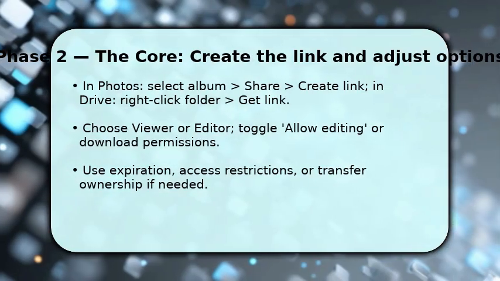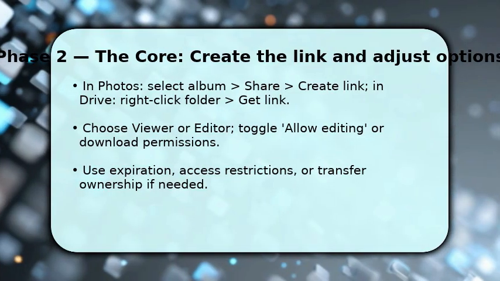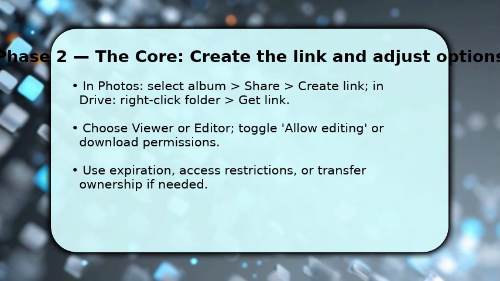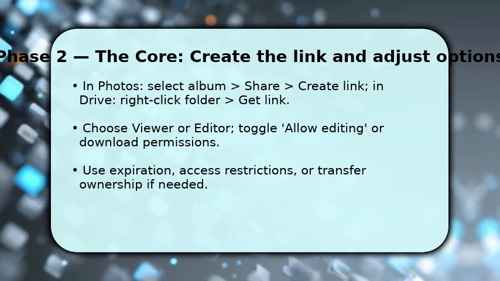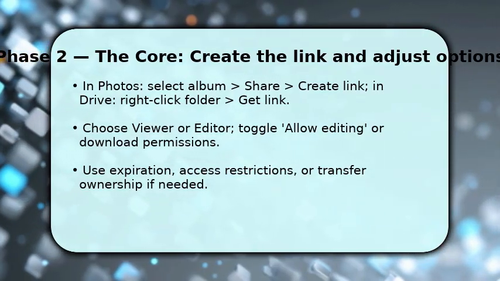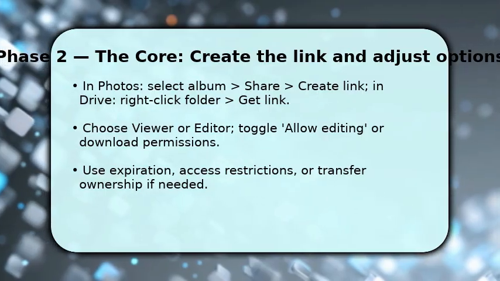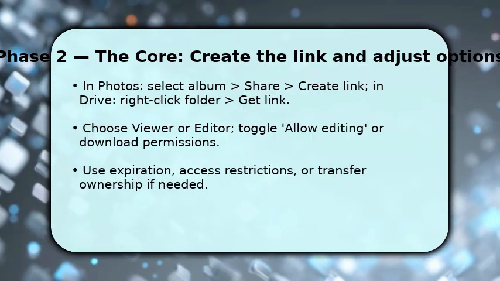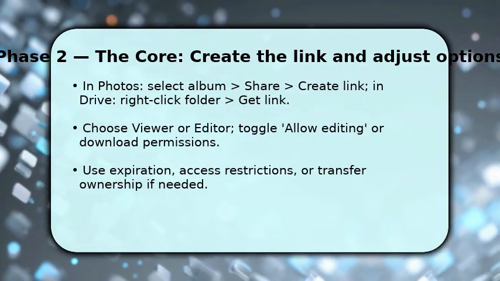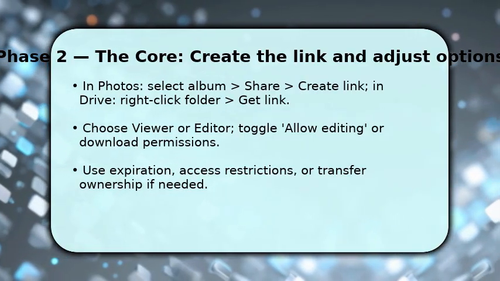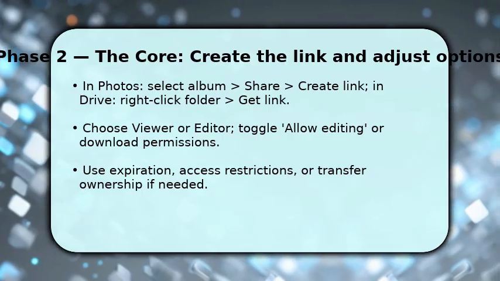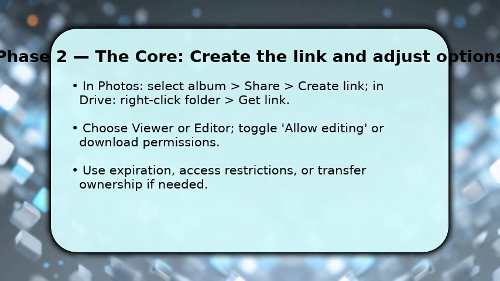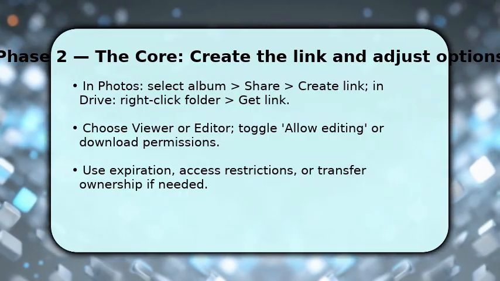Once the album or folder is ready, create the share link. In Photos, tap Share and Create Link. In Drive, right-click and Get Link. Make sure you choose Viewer when you only want others to download, or Editor if you want them to add or change files. If present, toggle options such as allowing downloads or preventing editors from changing permissions, because these control what recipients can do. If this is time-sensitive, set an expiration or restrict to Google accounts to limit unintended access.